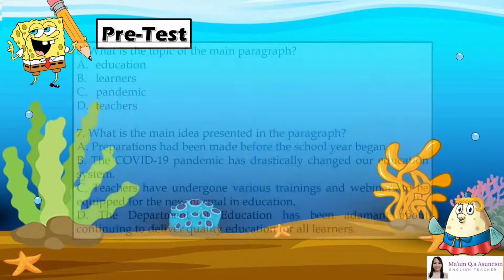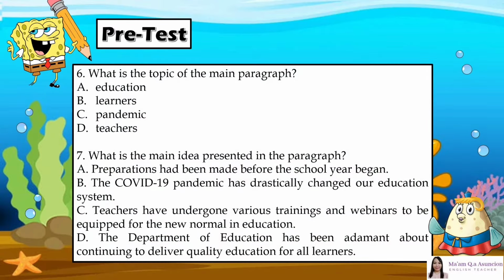6. What is the topic of the main paragraph? A. Education. B. Learners. C. Pandemic. D. Teachers. 7. What is the main idea presented in the paragraph?